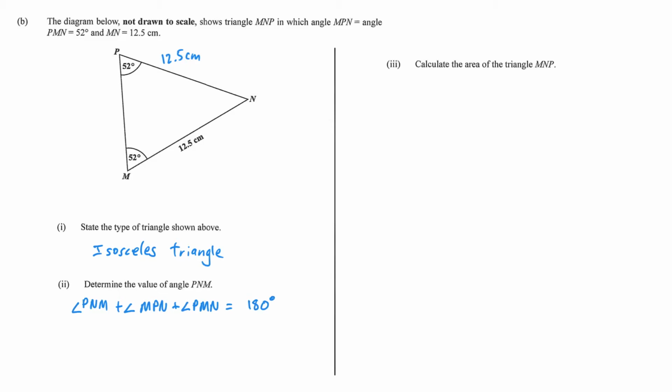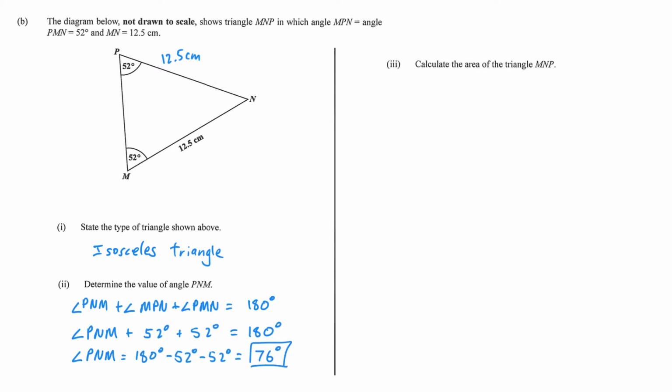In our problem, we're told that the angles MPN and PMN are both 52 degrees, so I can substitute that in. This gives me the equation, the angle PNM plus 52 degrees plus 52 degrees is equal to 180 degrees. So solving for the angle PNM, I get that this is 180 degrees minus 52 degrees minus 52 degrees, which gives me 76 degrees.